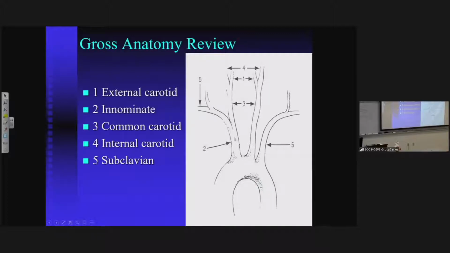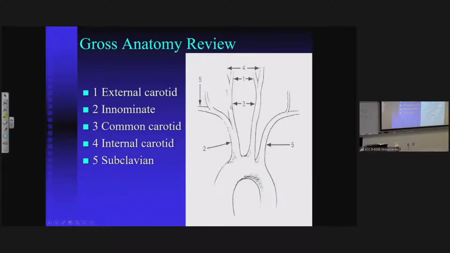Or also called the innominate, or the brachiocephalic. Yes, brachiocephalic, because part of it feeds the brain, cephalic, and part of it feeds the arm, brachio. So that's the brachiocephalic or innominate.